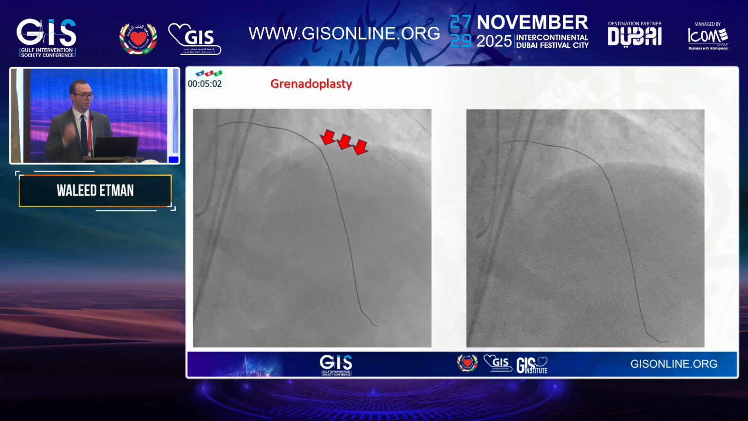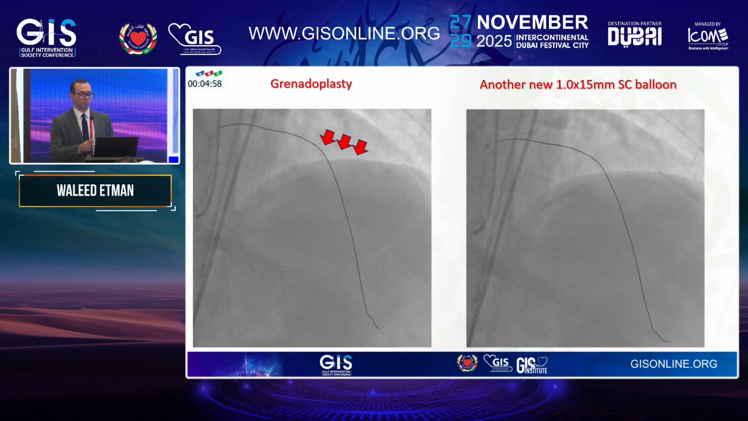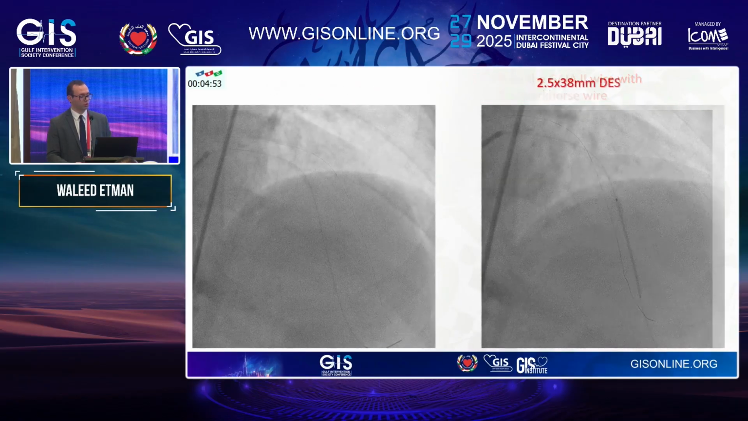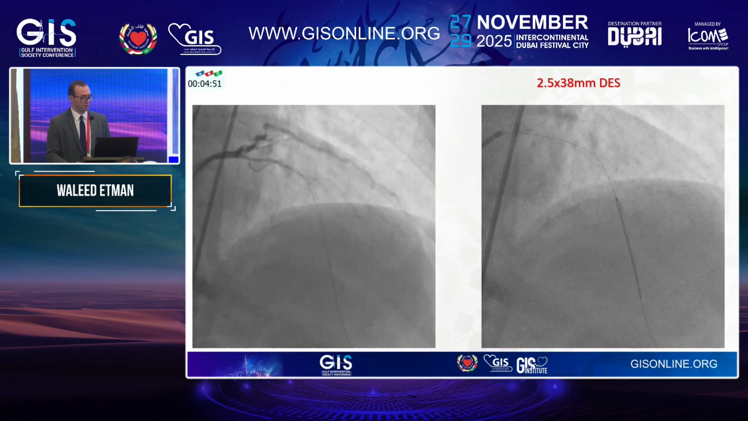We intentionally ruptured the balloon. Then we used another 1.0 balloon which passed, with multiple pre-dilatations. Then we exchanged with another workhorse wire. We can appreciate we restored flow in the LAD.